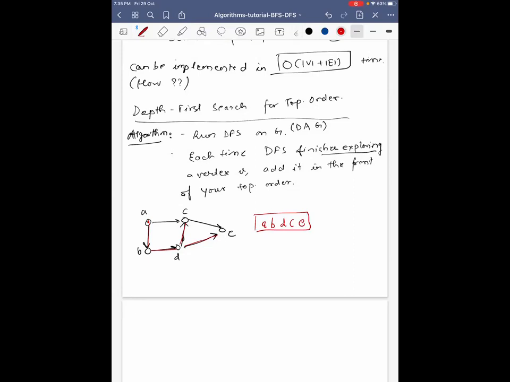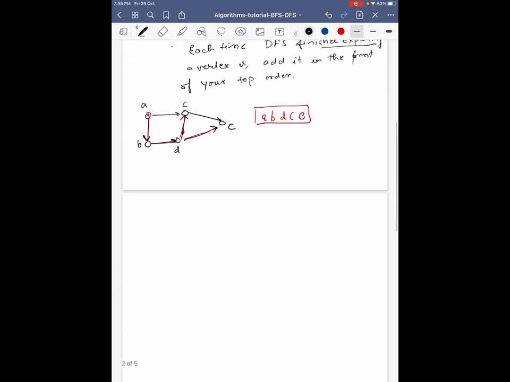Is this clear to everyone how the algorithm is working? Yes, sir. Clear. Yes, sir. Okay. So if it's clear, now, of course, we need to show that this algorithm is correct. Okay. So the proof of correctness.